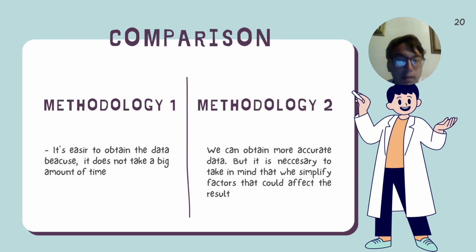If we compare methodology 1 with methodology 2, we can say that the first one is easier because, in order to obtain data in the second, we can spend a long amount of time. But in methodology 2, we can obtain more accurate data, though it is necessary to keep in mind that we simplify factors that could affect the result, more specifically in the Sorted equation.